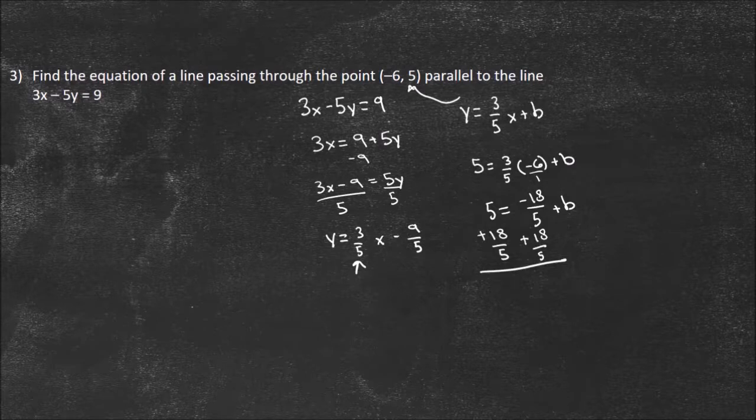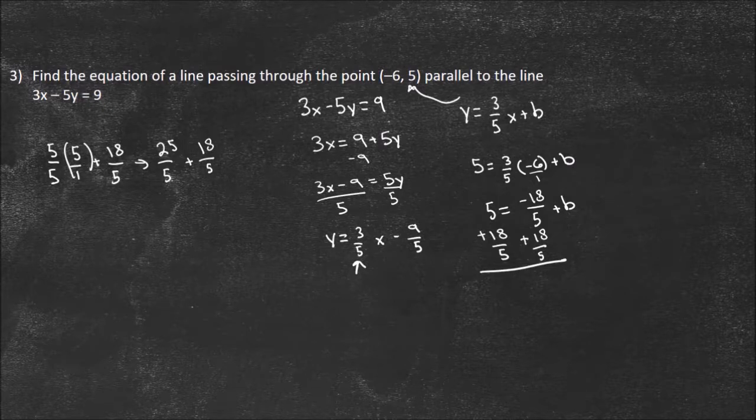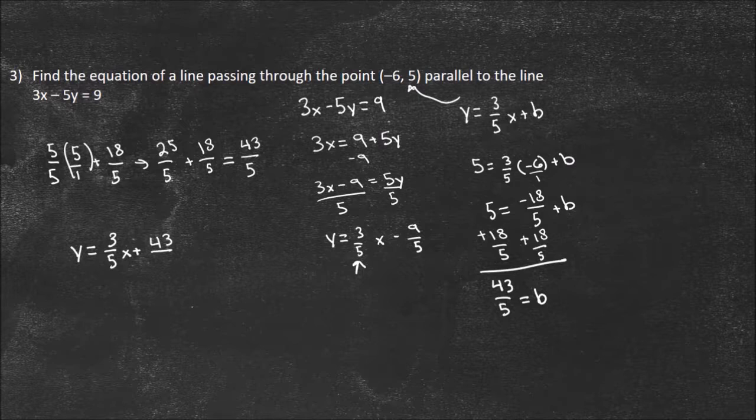Quick review of adding fractions. Now we have 5 over 1 plus 18 over 5. To add fractions, you have to get a common denominator. That common denominator should be 5, so I need to multiply this one by 5 over 5. I turn this equation into 25 over 5 plus 18 over 5. What's 25 plus 18? Well, it's 43 divided by 5, and that equals b. So 43 divided by 5 equals b. And now finally I have the equation of my entire line. I'll write that over here. y equals 3/5 x plus 43 over 5, because that's my b value.